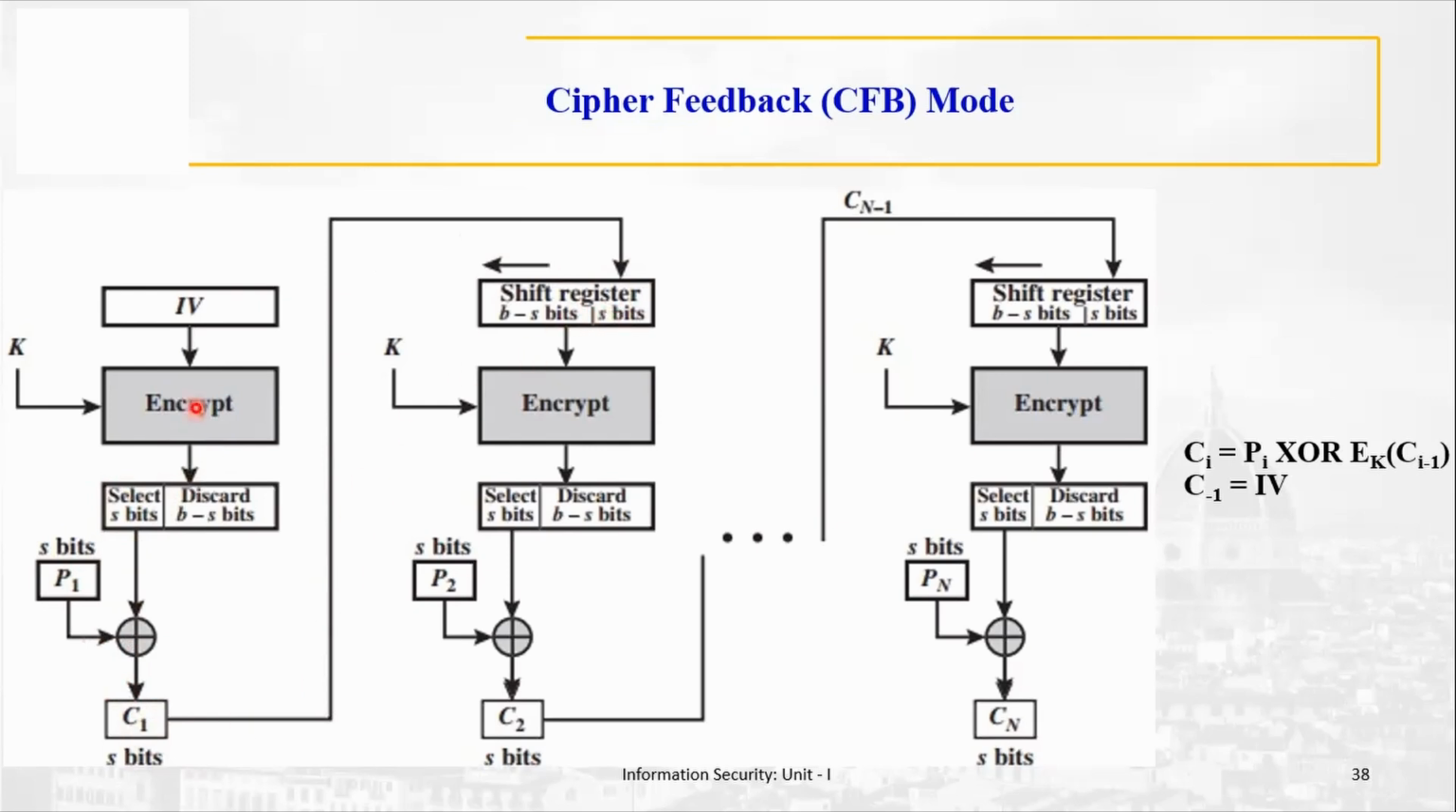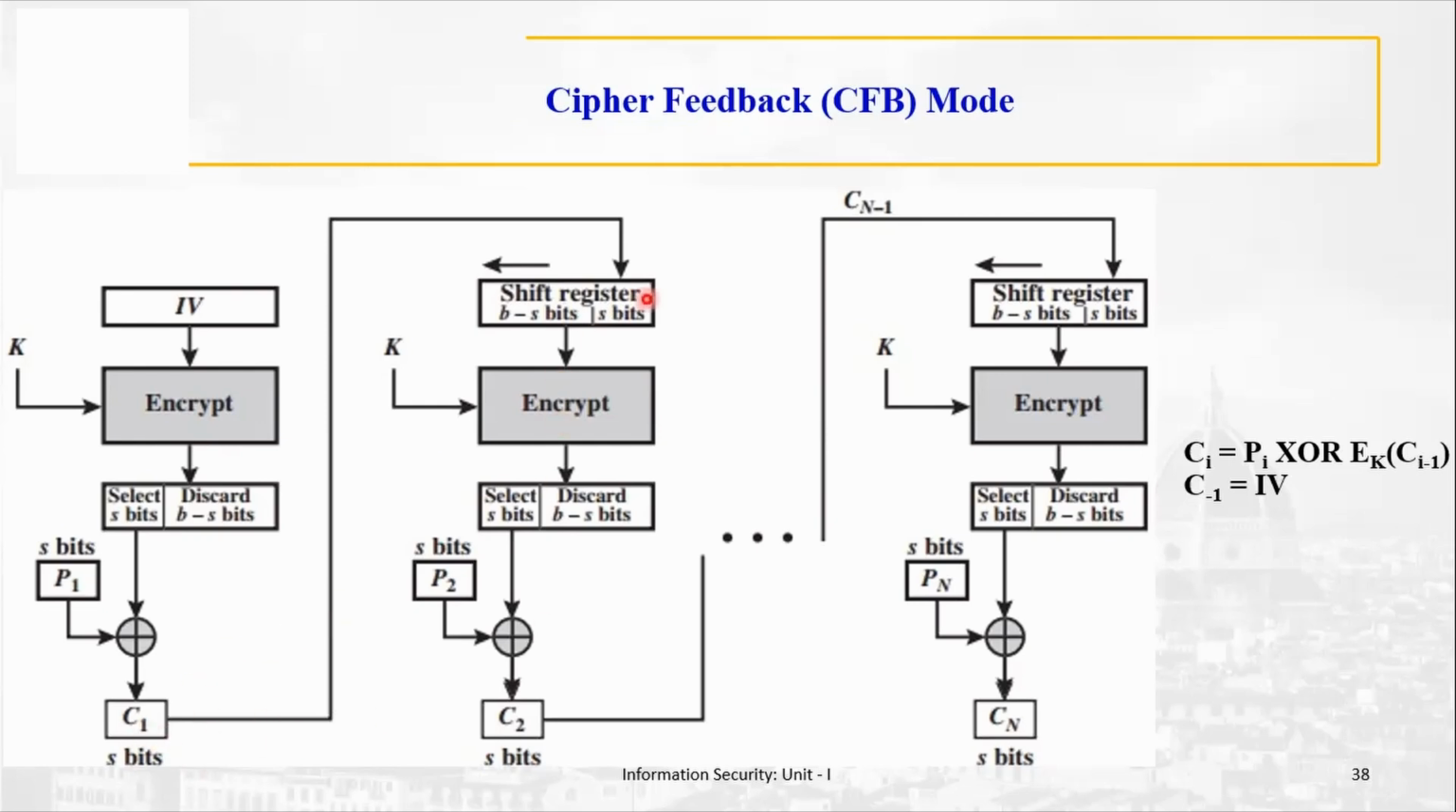And this IV is a bit longer than the plain text. So whatever you have discarded here, you can use it here as the B minus S bits. Let us consider the initialization vector is of B bits, let's say 10 bits. When it gets encrypted, it has 10 bits here. From those 10 bits, 5 bits are XORed with the plain text and 5 bits are discarded. Those 5 bits you can use here, along with the ciphertext.